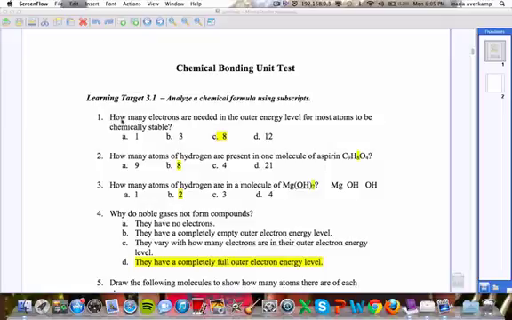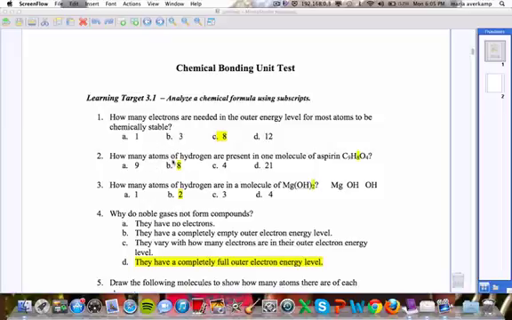In the very first question, you need to remember that there's 8 valence electrons that make an element chemically stable. So how many electrons are needed in the outer energy level for most atoms to be stable? The answer would be 8. The exceptions are hydrogen and helium. They only need 2 outer valence electrons because they only fill up the very first level, which only holds 2.